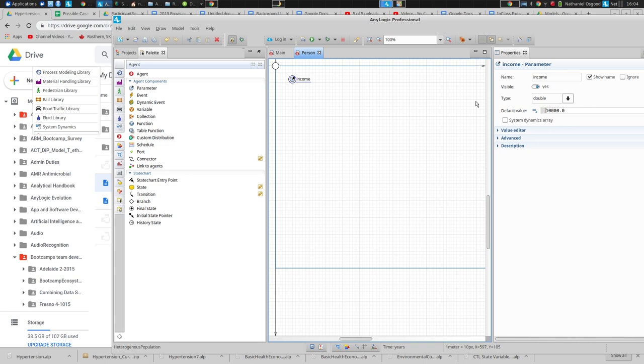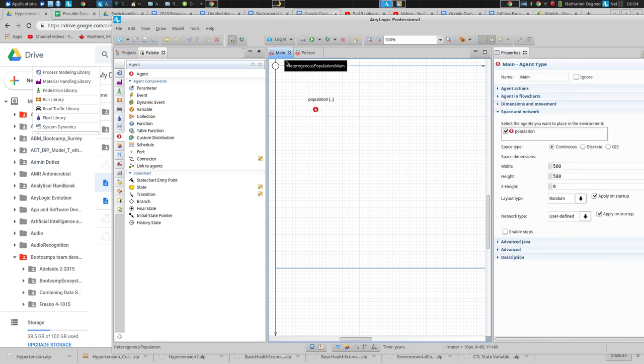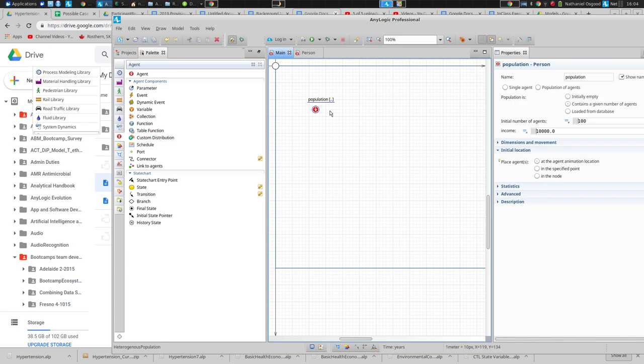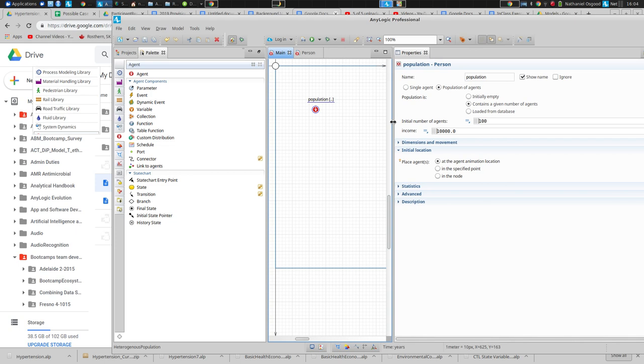So here, ladies and gentlemen, we have, per theory, a personhood that includes having some income. What particular assumptions we're making about particular people is specified by the population of those people. So if we go back to Main, remember the population lives in Main. And if we go to that population, now we'll see that not only do we specify the number of agents, but we specify some income for those agents. It says 10,000.